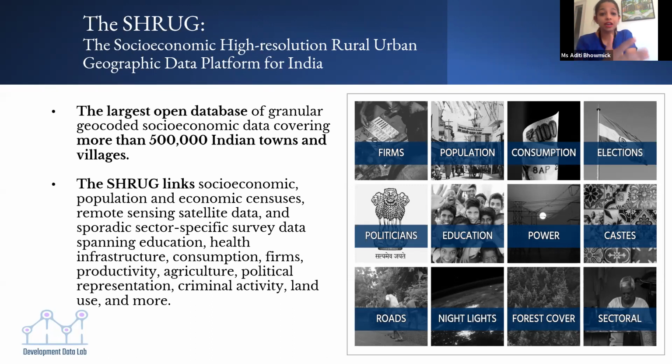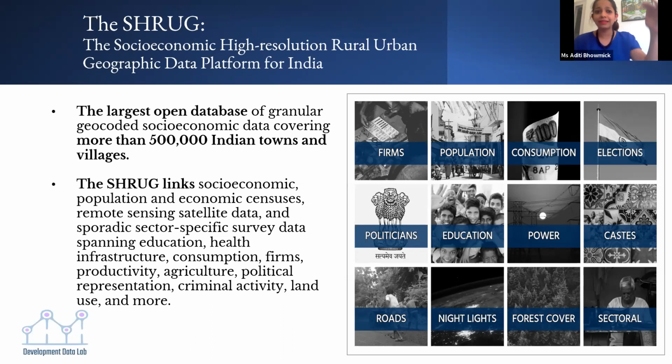The Shrug basically covers all of India's roughly 500,000 towns and villages over a decade of 25 years. And for each of these towns and villages, you have multidimensional data. You have data drawing from the socioeconomic caste census, the population and economic censuses, remote sensing satellite data covering night lights, forest cover, electoral data.